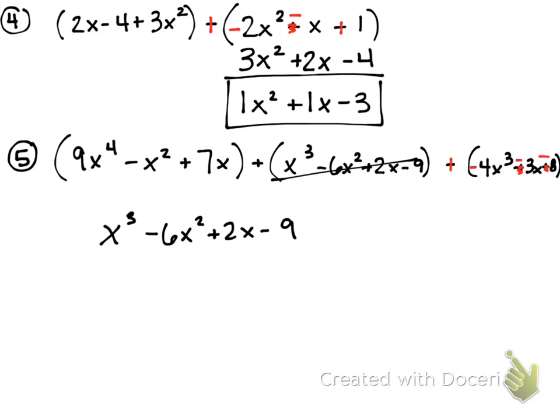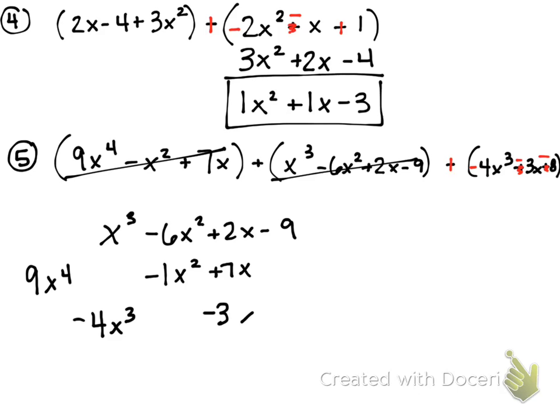But what does the first one have that the second one that I just lined up does not? X to the 4th power. Where does that go? Out to the front. So then, does it have an x to the 3rd power? Nope. So we skip that. Negative 1x squared plus 7x. Does it have a constant? Nope. So we skip that. Now I've lined those up. Now I have a negative 4x to the 3rd, a negative 3x, and a negative 8.